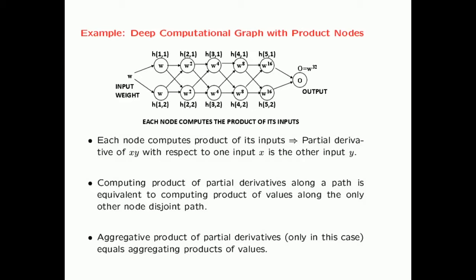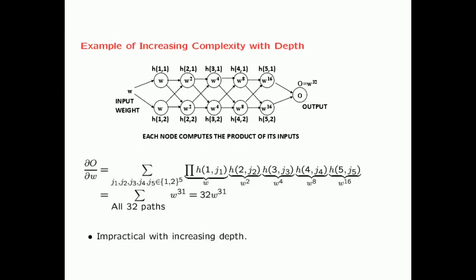In this graph, if you take any particular path from the weight w to the output, there's exactly one other node disjoint path, because each layer contains 2 nodes. So in this particular case, because of the way the partial derivative works, the product of the derivatives along a path is simply equal to the product of the values on the complementary path. So in this case, aggregating the product of partial derivatives equals aggregating the product of values, and let's see how we can do that.